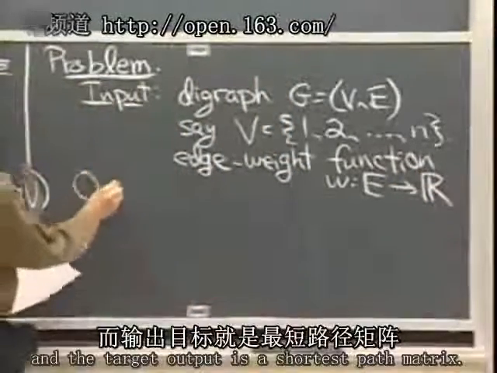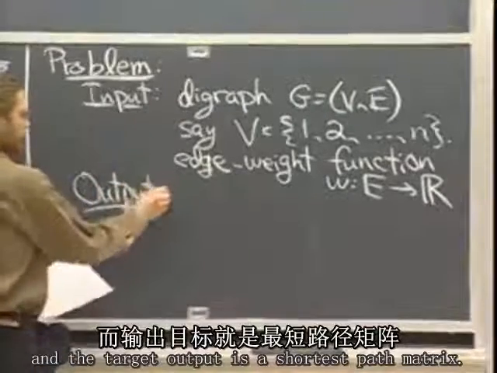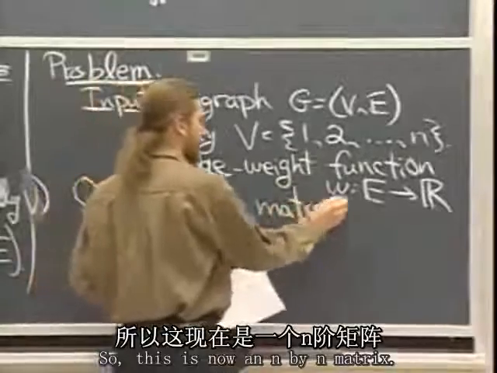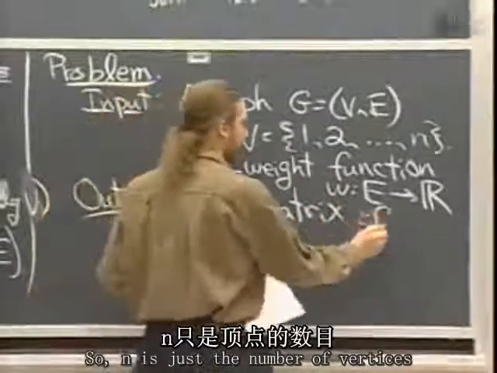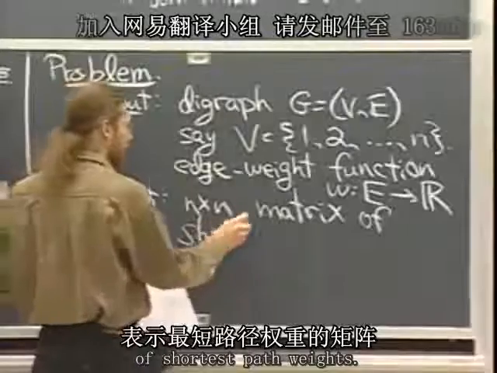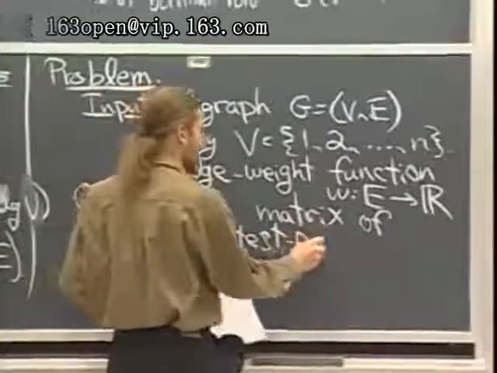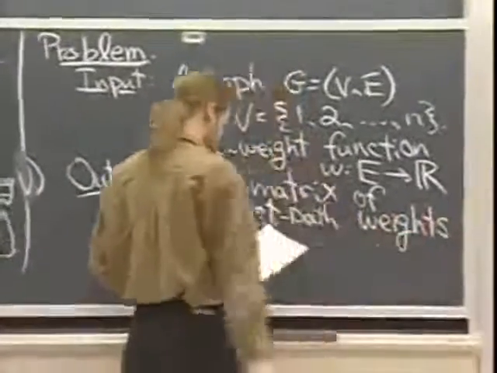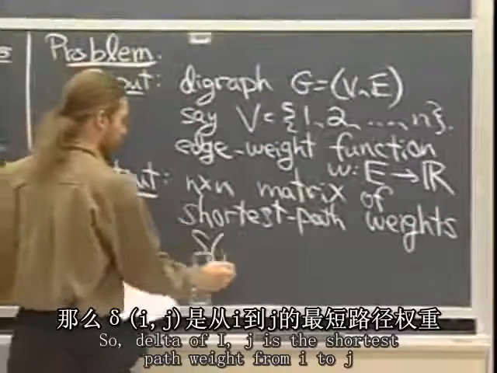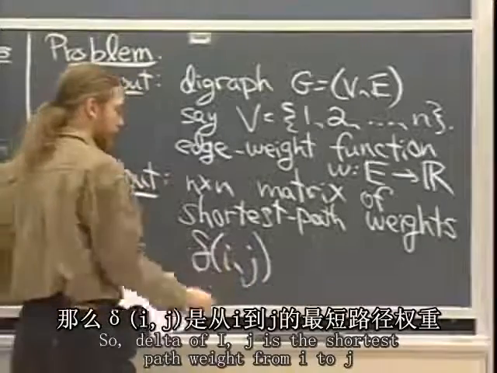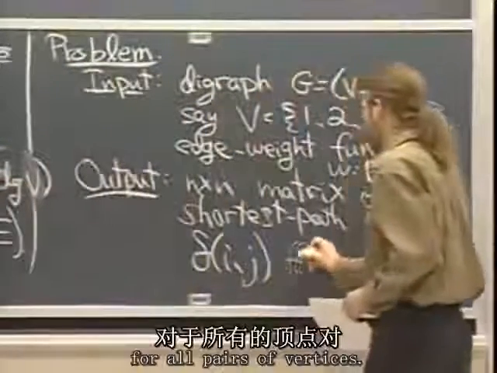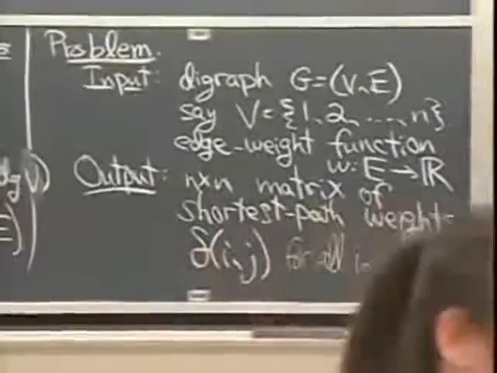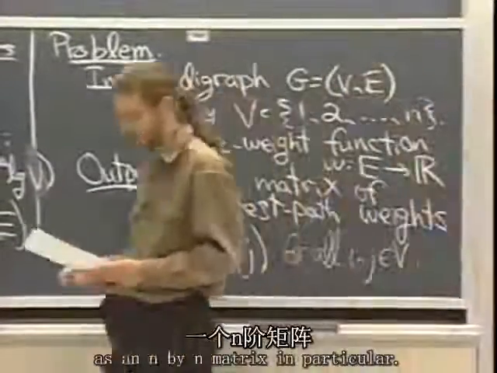And the target output is a shortest path matrix. So this is now an n by n matrix. So n is just the number of vertices, of shortest path weights. So delta of i comma j is the shortest path weight from i to j for all pairs of vertices. So this you could represent as an n by n matrix in particular.